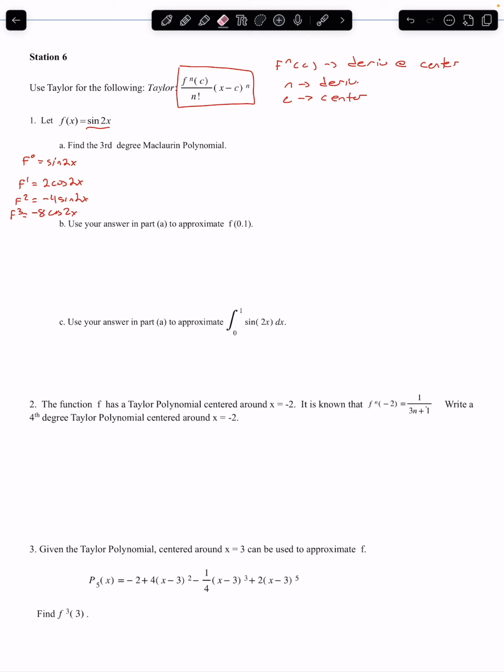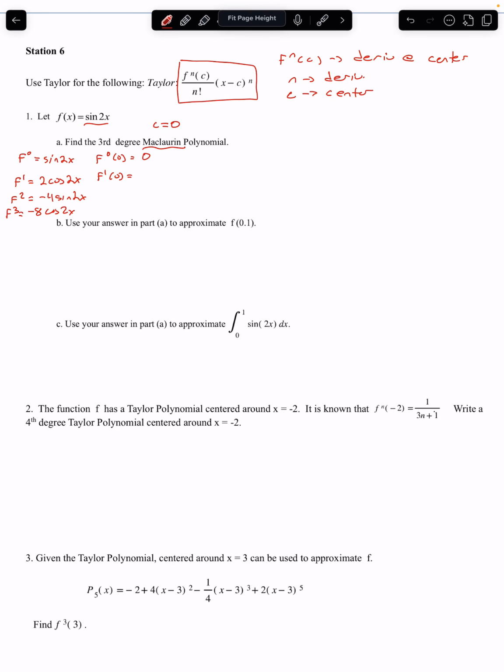And now we want to find the value at the center. Remember, this is a Maclaurin series, so we know that the center has to be 0. So the value of our zeroth derivative at 0, which is just sine of 0 in this case, would be 0. Our first derivative at 0, cosine of 0 is 1, times 2 is just 2. And of course, our second derivative at 0, its sine again would be 0. And the value of our third derivative at 0 would be negative 8. Remember, all I'm doing is plugging in 0 for my x. Cosine of 0 is 1 times negative 8.